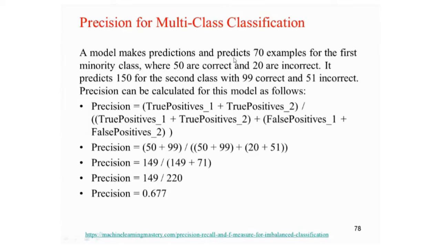Suppose a model makes predictions: it predicts 70 examples for the first minority class, where 50 are correct and 20 are incorrect. It predicts 150 for the second class with 99 correct and 51 incorrect. In that case, you have to find the precision like this.